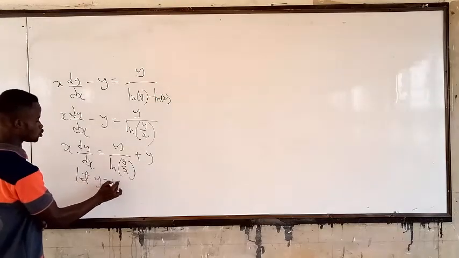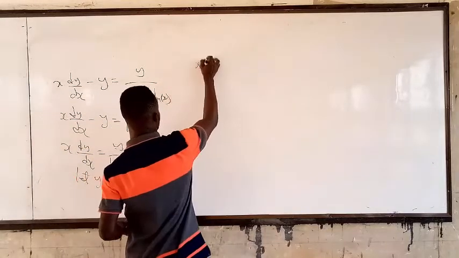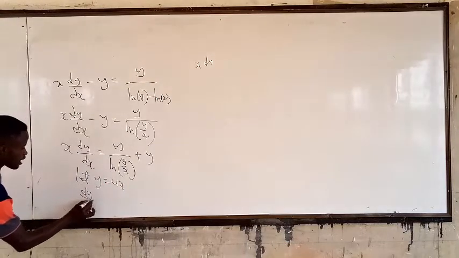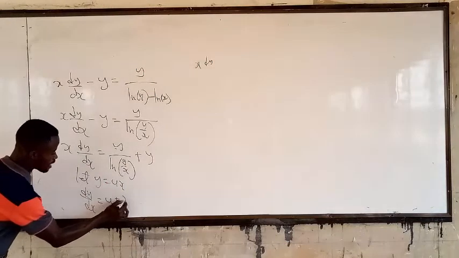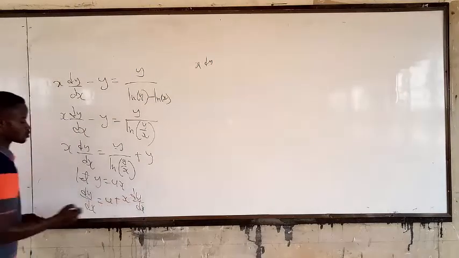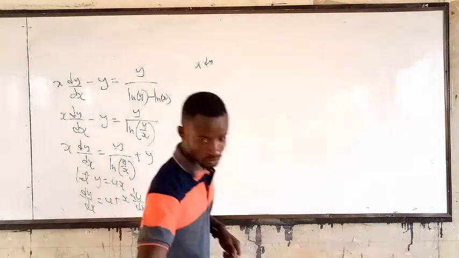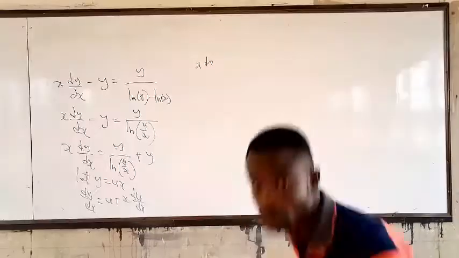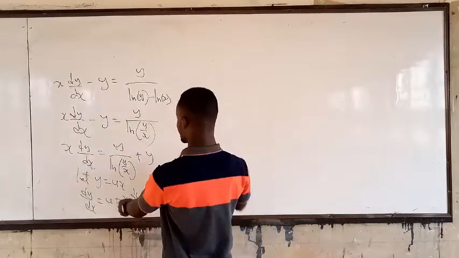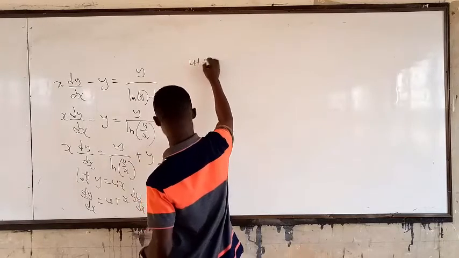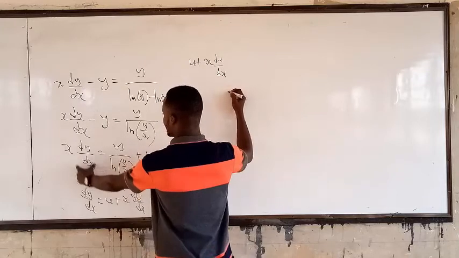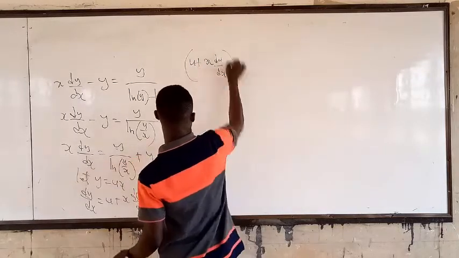Let y be equal to ux. So we get dy/dx to be equal to u plus x du/dx. Okay? So by substitution, we get u plus x du/dx. But don't forget, the dy/dx is multiplying this. So multiply this by what?